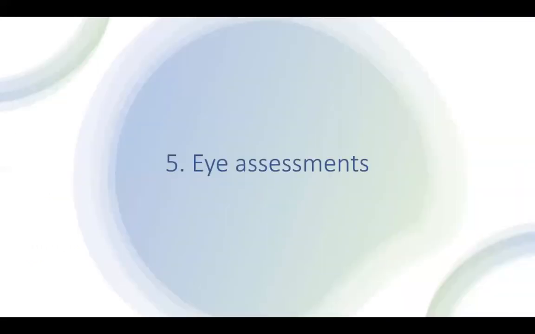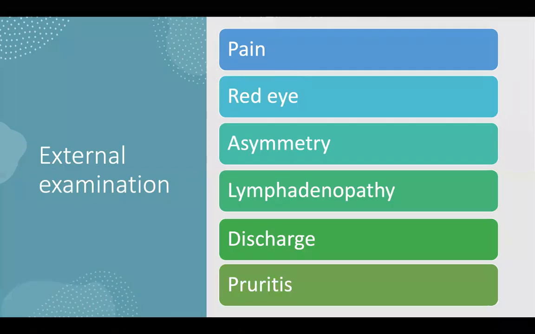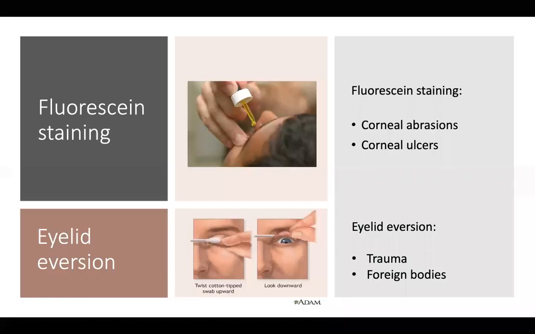Now, to refresh your memory, we will quickly run through eye assessments. During external examination, you should aim to recognize if the child is in pain, has a red eye, asymmetry, lymphadenopathy, any discharge, or if the child appears to be itching. When a child presents with ocular trauma or a suspected corneal abrasion, you should attempt fluorescein staining and eyelid eversion.